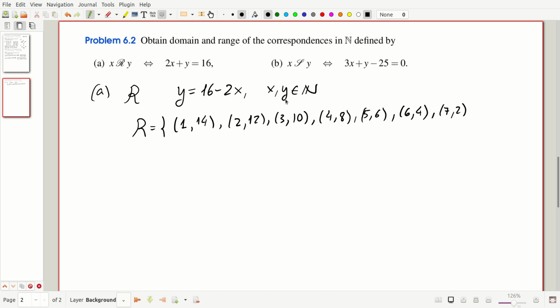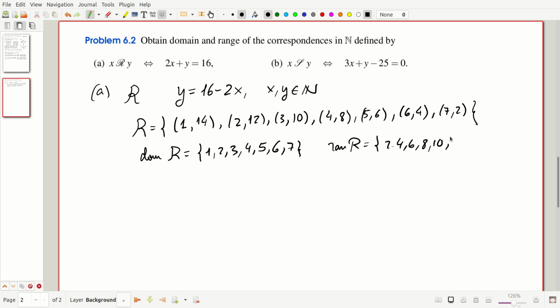no longer a natural number, and for higher x, you get negative numbers. Neither of them is a natural number, so this is it. This is the list of all possible pairs. The domain of R is, of course, the set 1, 2, 3, 4, 5, 6, and 7, and the range of R is equal to 2, 4, 6, 8, 10, 12, and 14.